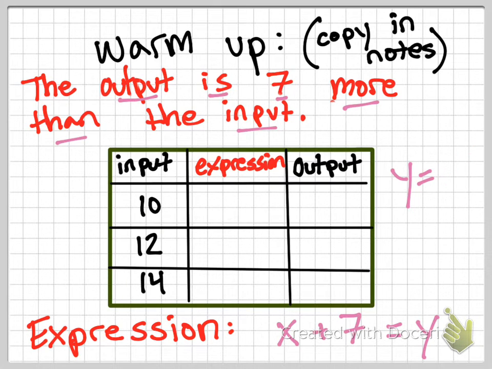So that's how we do that. We literally just go about it as we're reading our word problem. The output is 7 more than the input. Especially because in the future, the way that we write it is it's going to be called y equals. We're going to get down to y equals, okay?